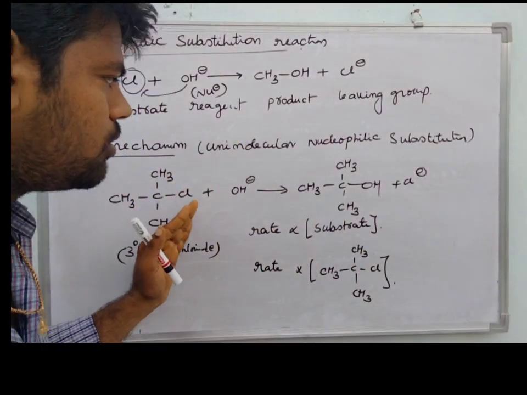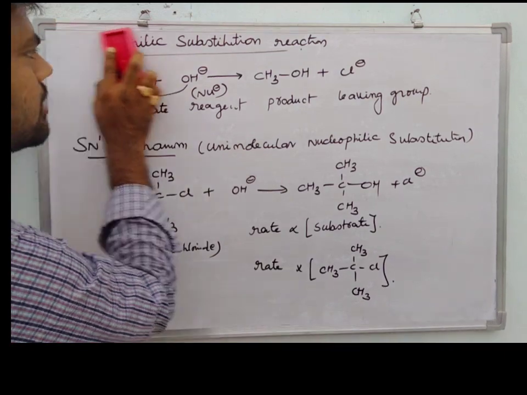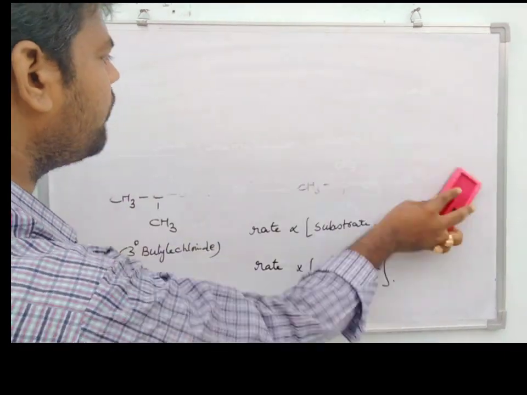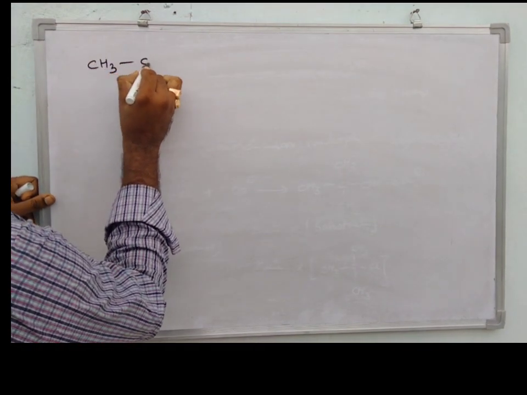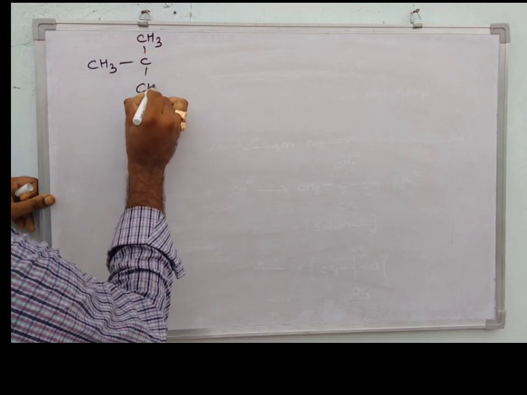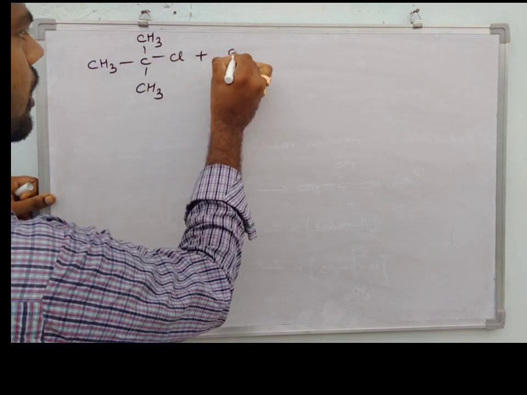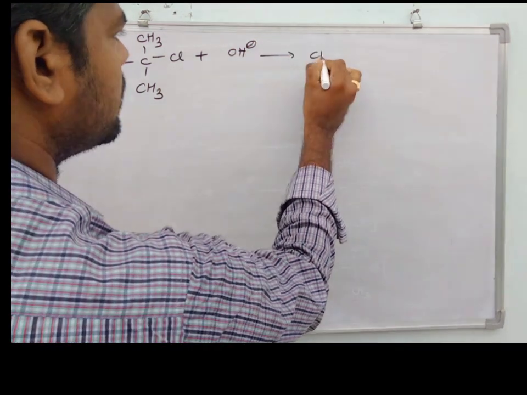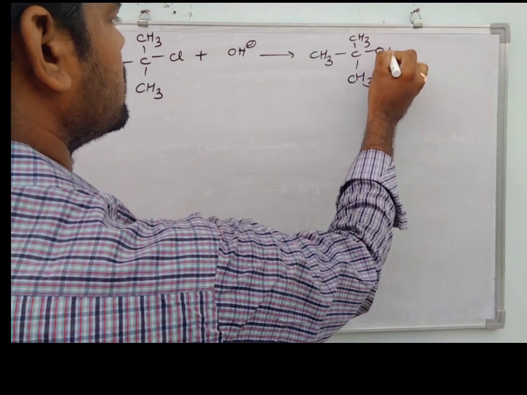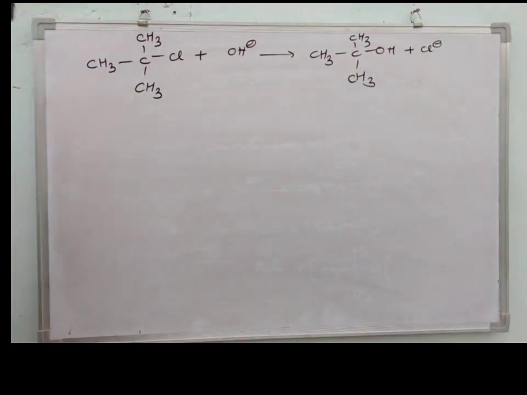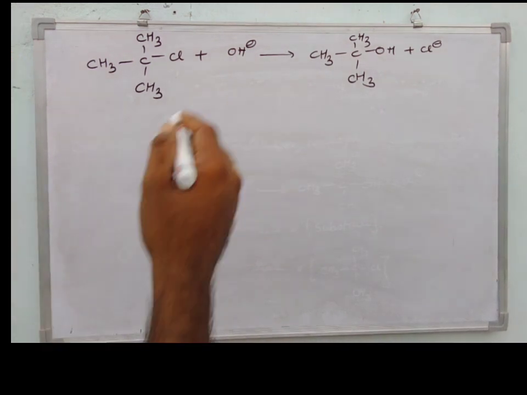Friends, if you observe how this substrate is converted into product, how it is done, that is explained briefly in terms of a mechanism, step by step. The reaction we have taken, I represent again here: CH3, C, CH3, down one CH3 group, and a chlorine. If it is treated with OH minus, the product obtained is CH3, C, CH3, down one CH3 group, and an OH. Cl minus is moved outside. We know that when two reactant molecules combine, the product is obtained.